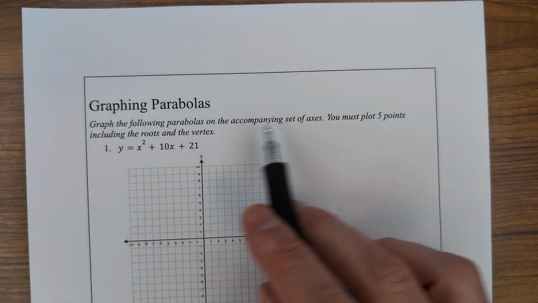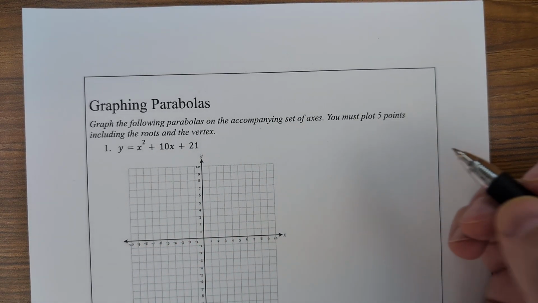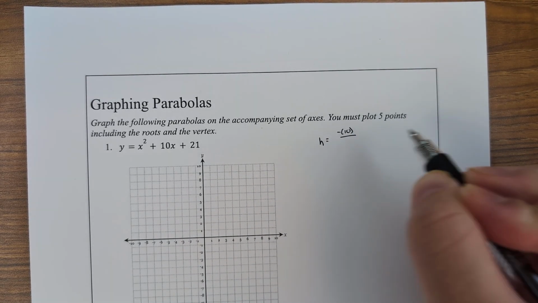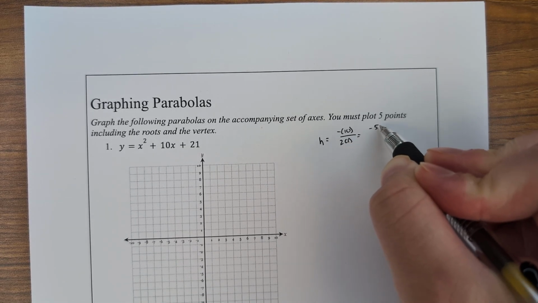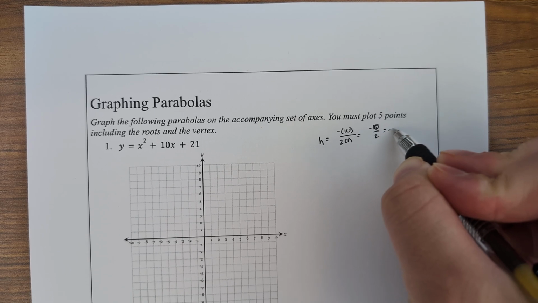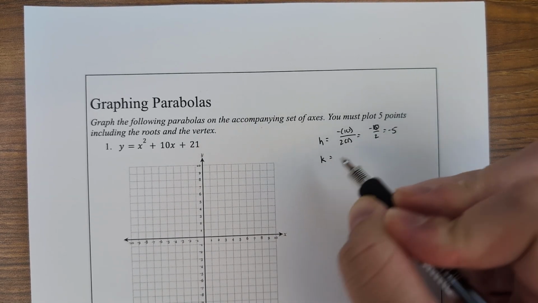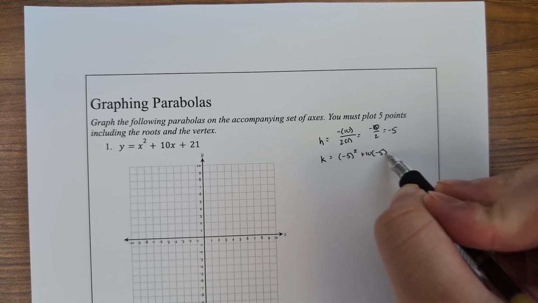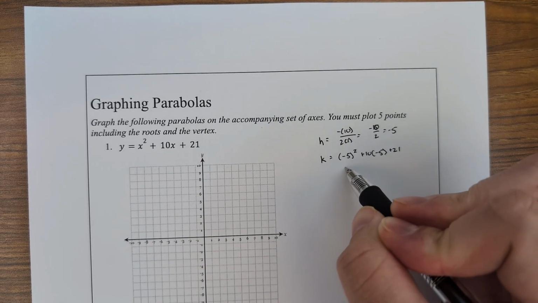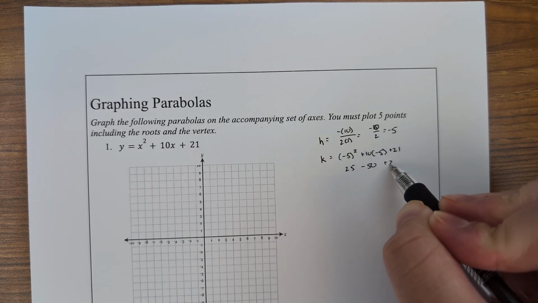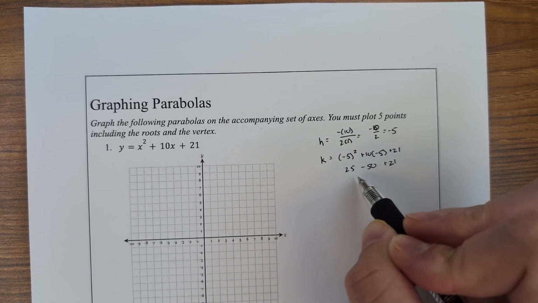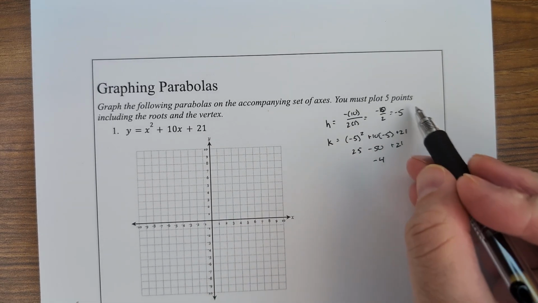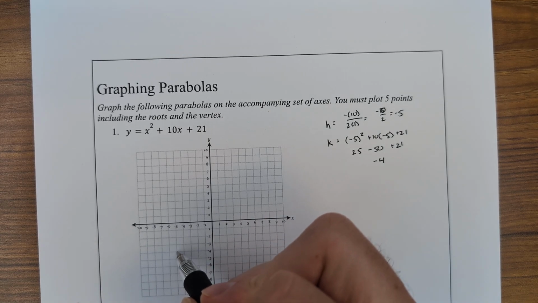For number 1, graph the following parabolas, 5 points including the roots and the vertex. The first thing I need to find is the value for h. That's going to be negative b over 2a, so negative 10 over 2, or negative 5. To find our k value, we'll just do the plug back in method. That's going to be negative 5 squared plus 10 times negative 5 plus 21. So 25 minus 50 plus 21, so that's 46 minus 50, which is negative 4. So the first point we plot is (negative 5, negative 4).